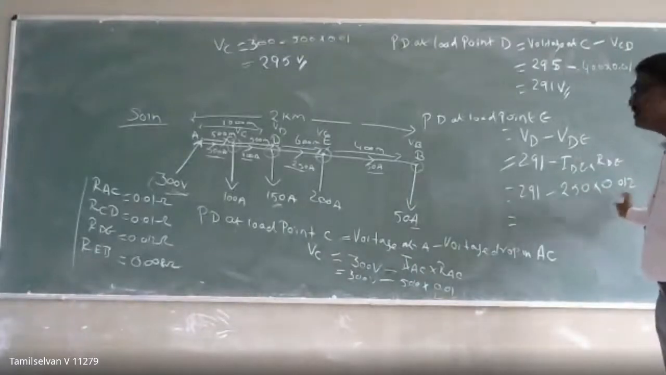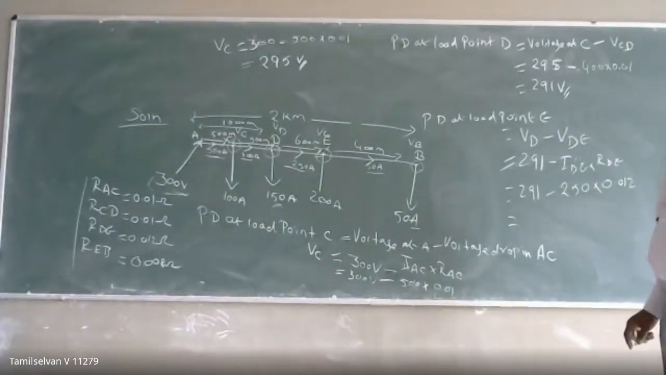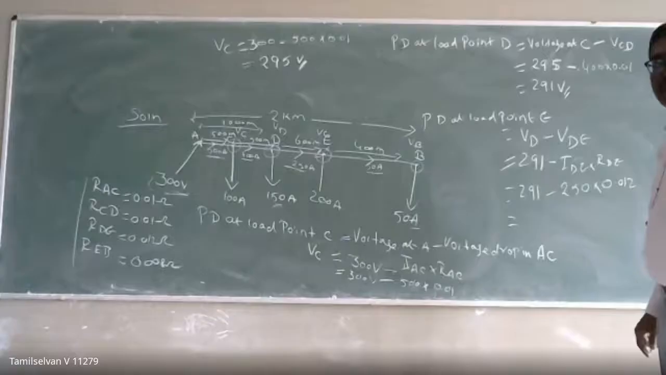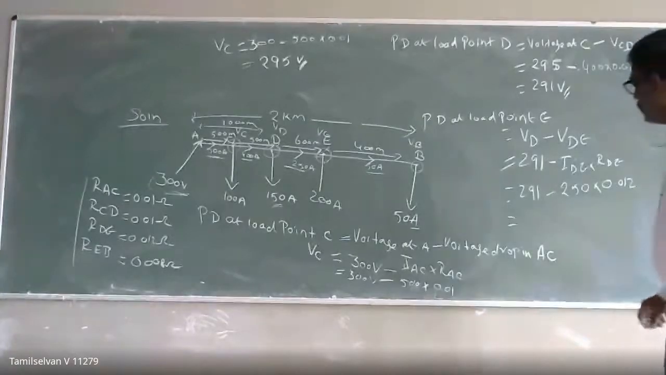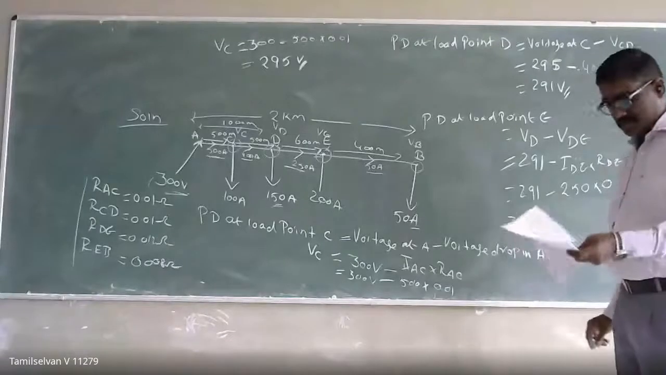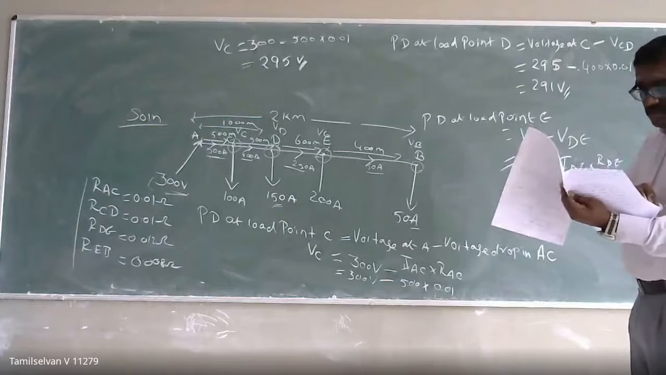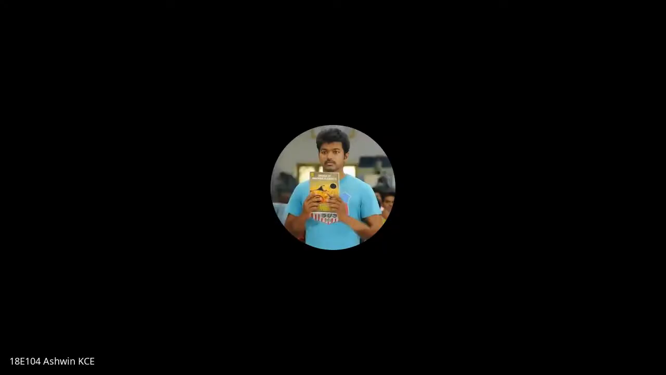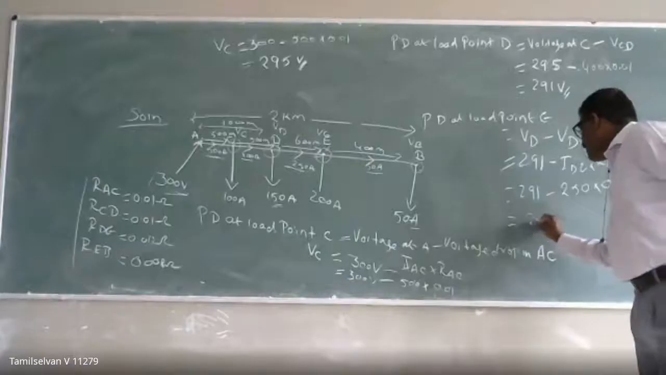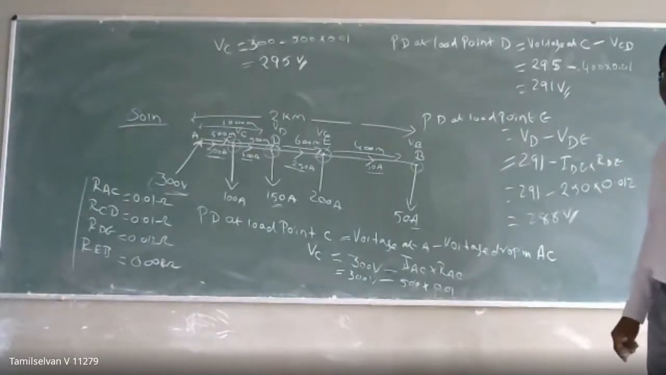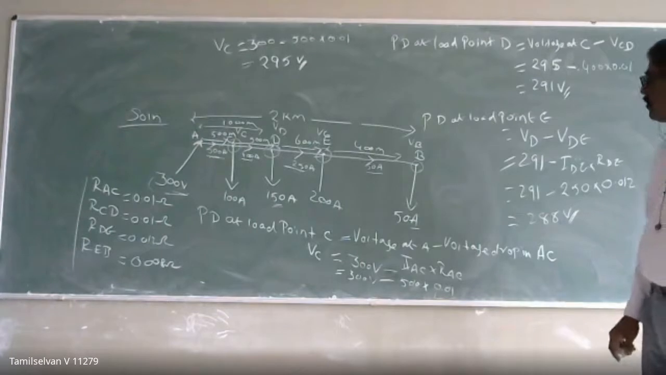291 minus 250 into 0.012. I think it's around 288. You will get 288 volts.